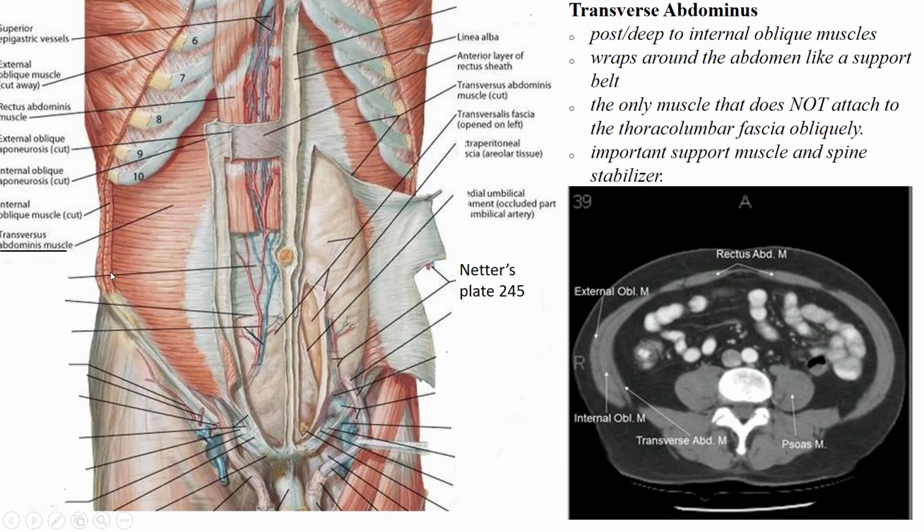The transverse abdominis muscle is an important muscle that supports the spine and also helps to stabilize it as well. And once again, you can see all these muscles here. The transverse abdominis is the deepest muscle right here. And again, these muscles come in pairs.